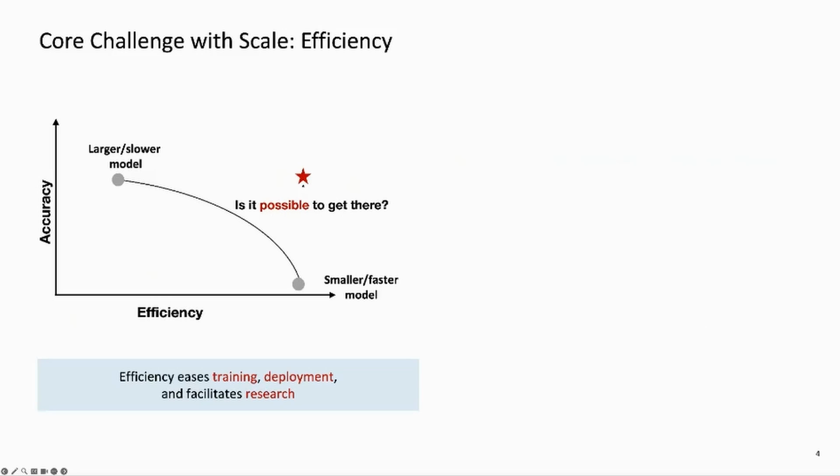We have lots of large models that do really well in terms of accuracy and quality, but they tend to be relatively slow. We also have smaller and faster models, but they tend to not do as well. So is it possible to make these models much smaller and much faster, to make it easy to train and deploy them, and more importantly, to facilitate research and understanding into what they're doing? Because a lot of times the bottleneck in research is essentially how often you can try things, how often you can run experiments. So that's one reason why efficiency is important. It helps with training, deployment, and research.